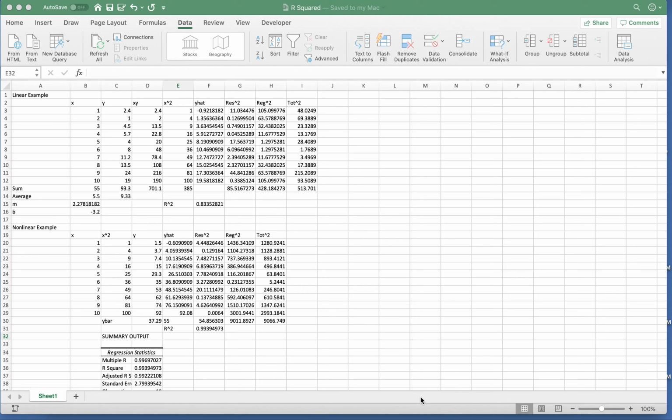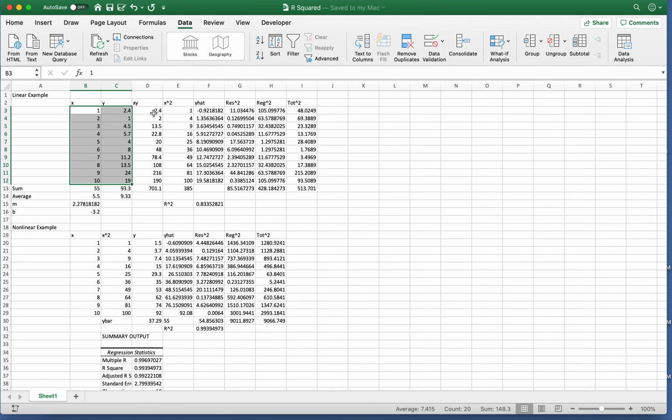This video is the second one on R-squared, so we're going to dig into some of the details with Excel and computing this R-squared value for a particular data set. You can see here, in the linear example, which is what we're going to start with, I've got my data points xi, yi. That's my original data set that I'm starting with.